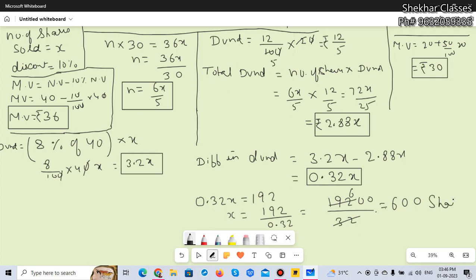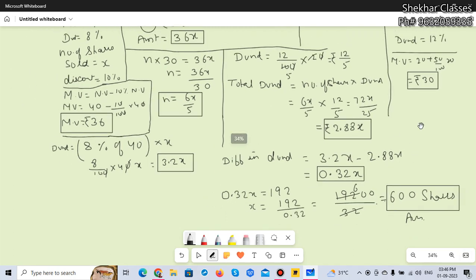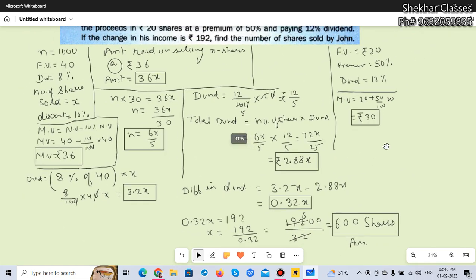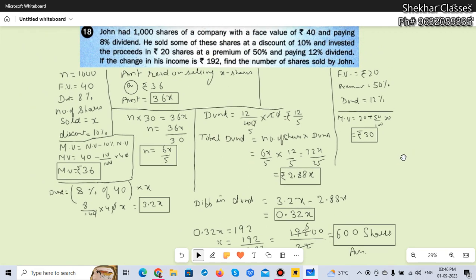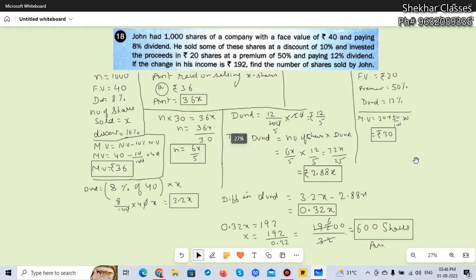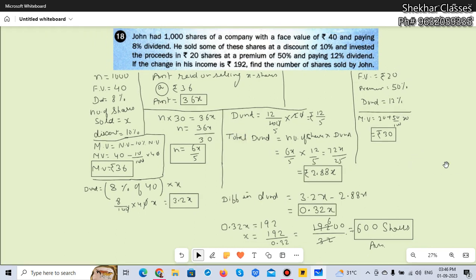So 600 shares were sold here, and this is the answer that we have. The question was how many shares were sold. The answer is 600 shares, and I'll put it all together here. You can see this. So the number of shares sold by John will be 600 shares, and that is the answer.